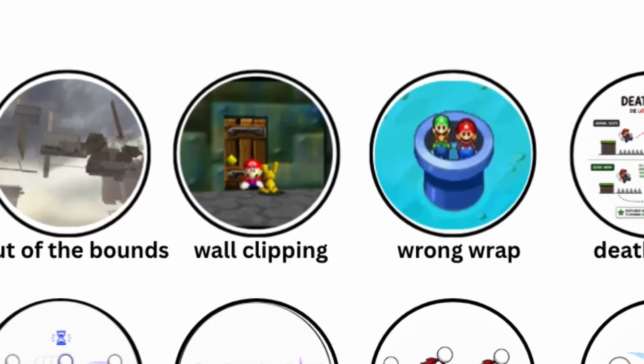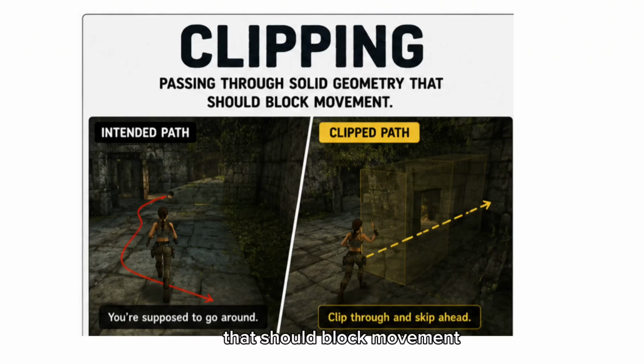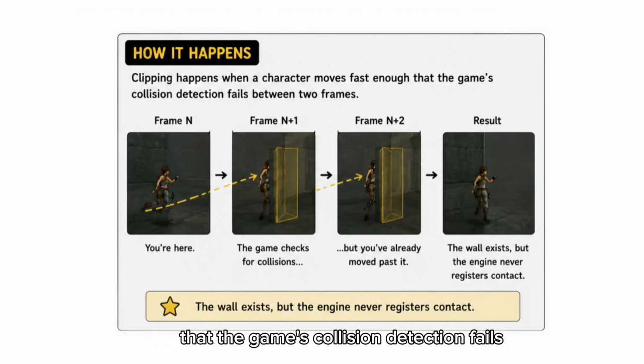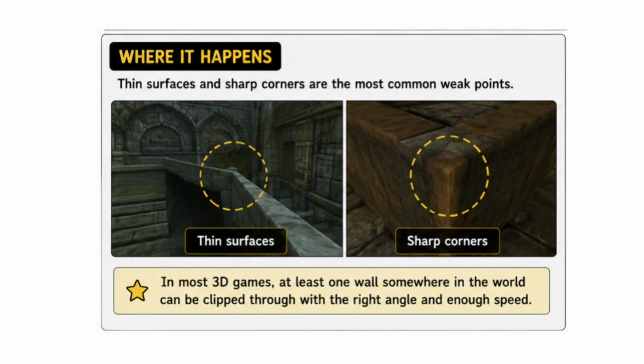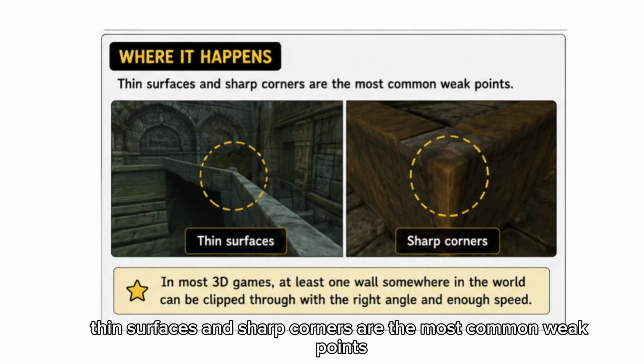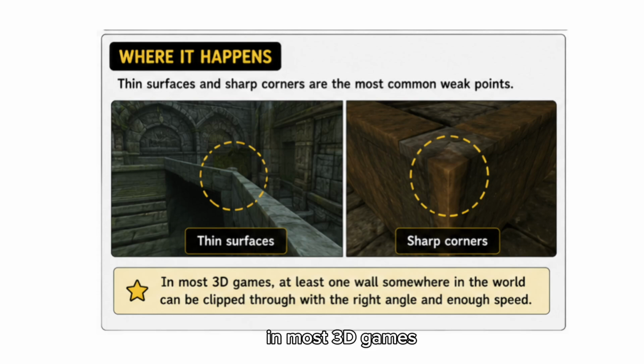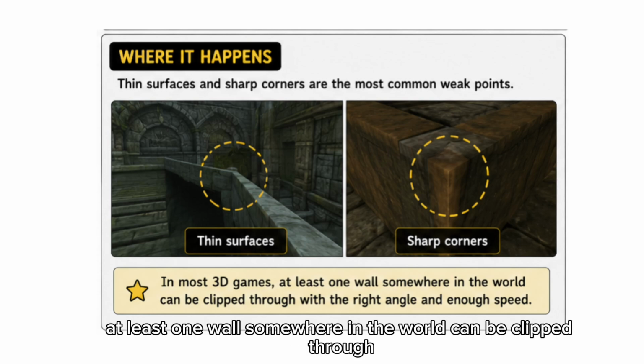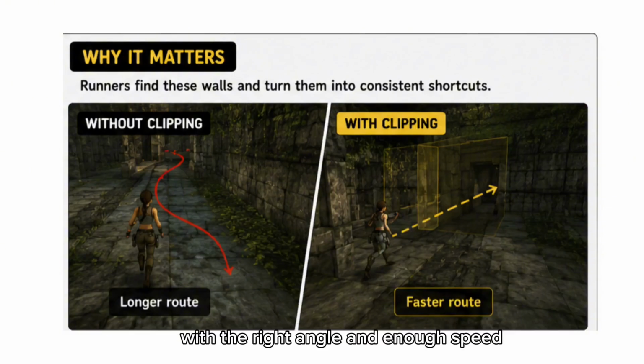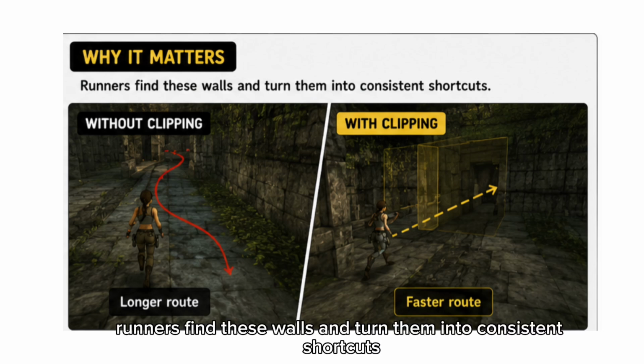Clipping. Clipping means passing through solid geometry that should block movement. It happens when a character moves fast enough that the game's collision detection fails between two frames. The wall exists, but the engine never registers contact. Thin surfaces and sharp corners are the most common weak points. In most 3D games, at least one wall somewhere in the world can be clipped through with the right angle and enough speed. Runners find these walls and turn them into consistent shortcuts.